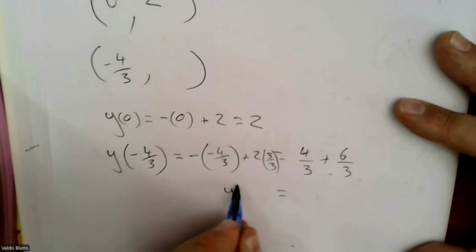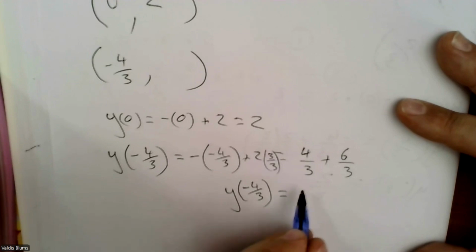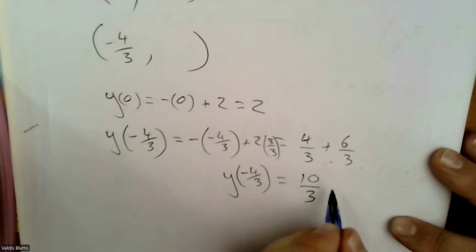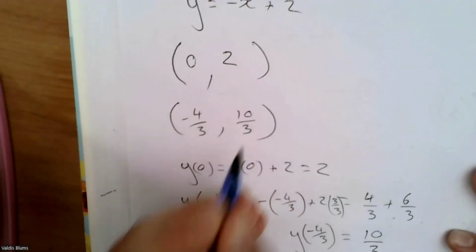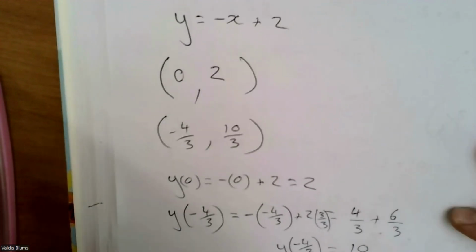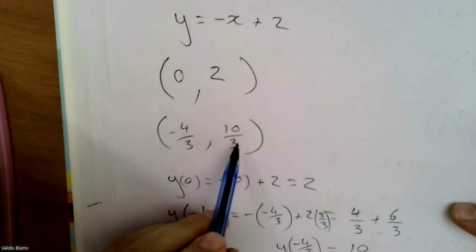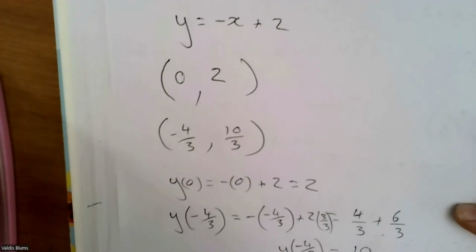So when x is negative 4 on 3, our y value is positive 10 on 3. Now, these are our exact values. We could also represent this as a mixed number, or we could represent these as decimals if we aren't after exact values, but instead approximations.